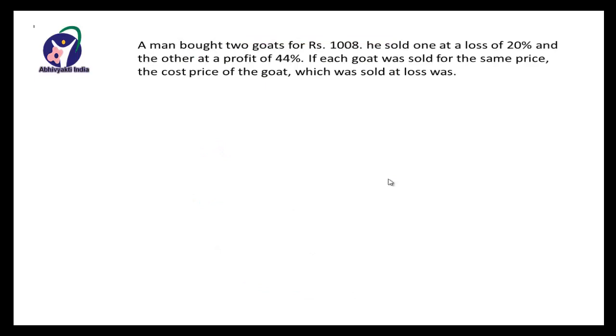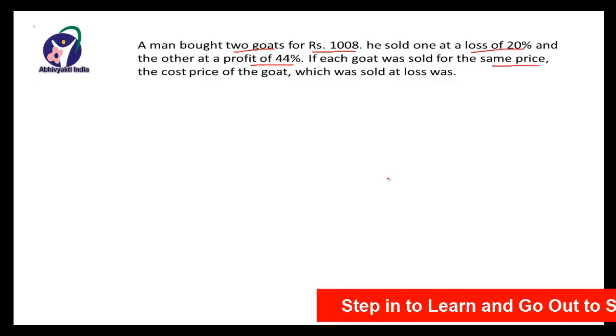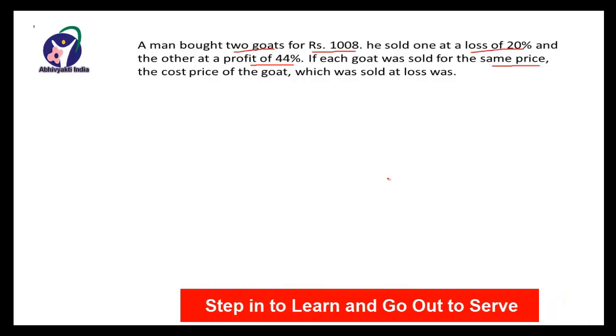Friends, here is the first question on the screen: a man bought 2 goats for rupees 1008. He sold one goat at a loss of 20% and the other at a profit of 44%. If each goat was sold for the same price, find the cost price of the goat which was sold at a loss.